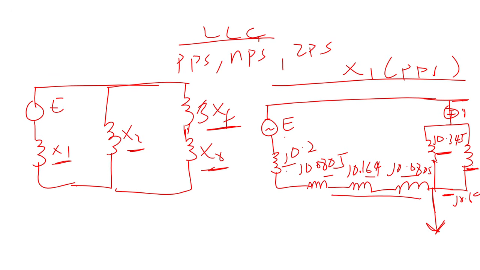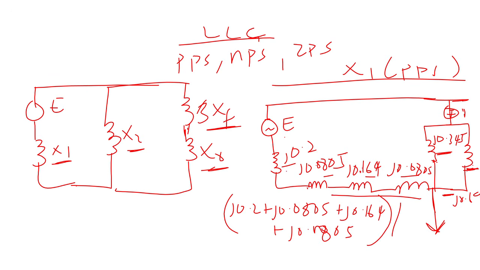When you do that, you are going to get J0.2 plus J0.0805 plus J0.164 plus J0.000805. This answer, you're going to put that in parallel with J0.345 in parallel with 0.69. So basically, this is how the total reactance is going to be. And when you compute that, you're going to get X1 to be J0.16. You can easily take time to compute that to get X1 to be that.